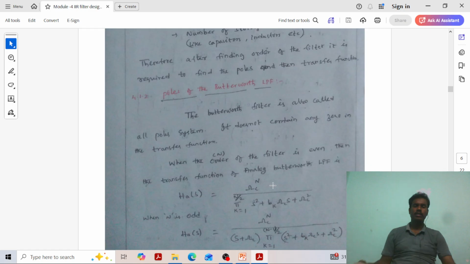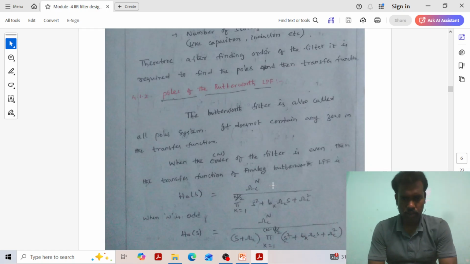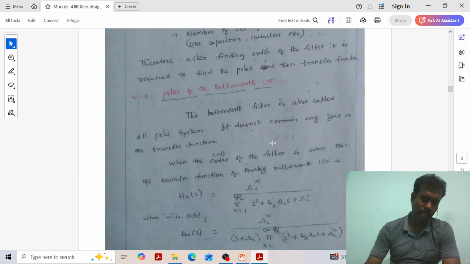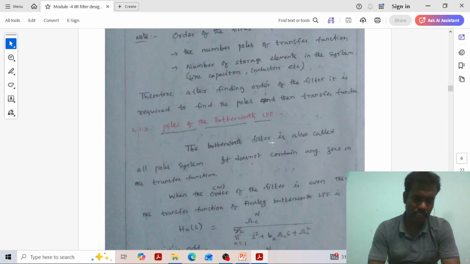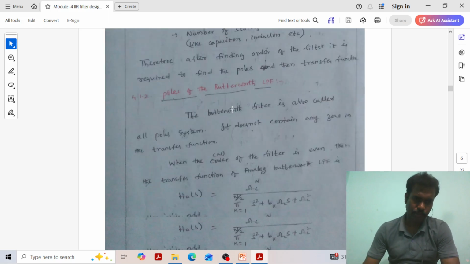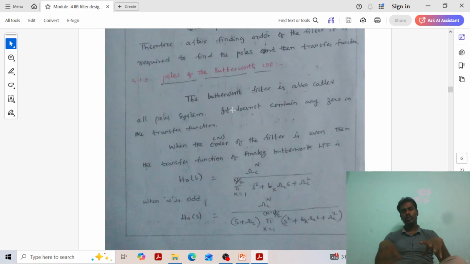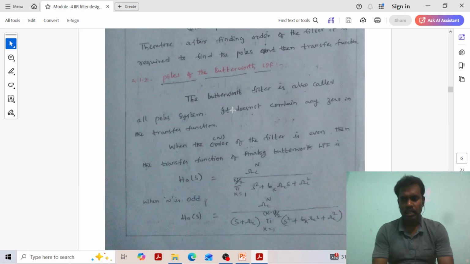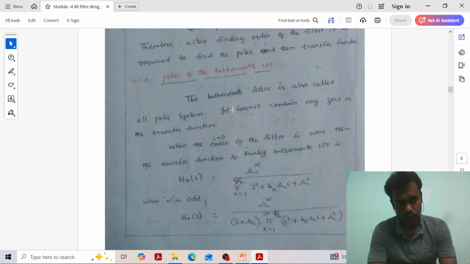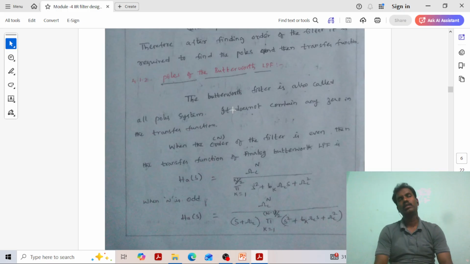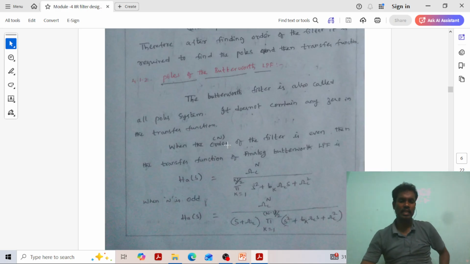After finding the order, we'll calculate the poles of the transfer function. The poles of the transfer function can be calculated as e power j phi k, because the poles of the Butterworth transfer function lie on a circle. So circle means e power j phi k, so phi k is changing. K varies from 1 to N. N poles are there, so for the N poles we will calculate the phase.